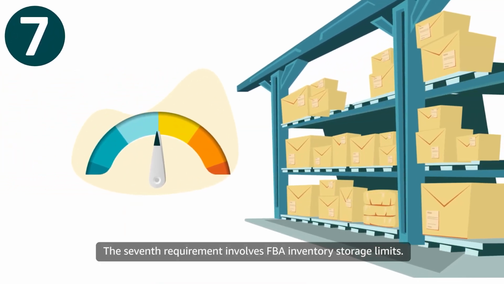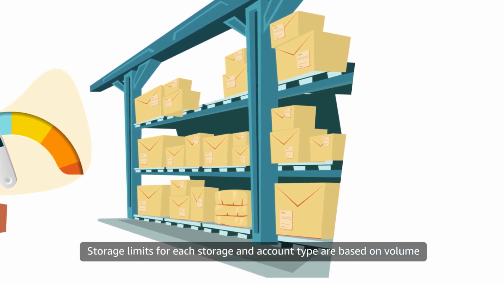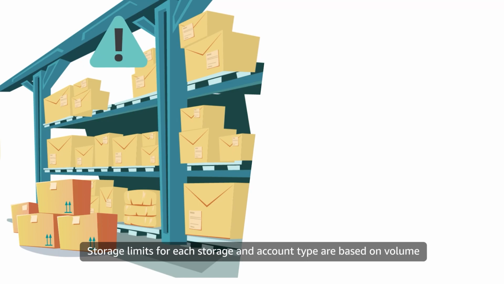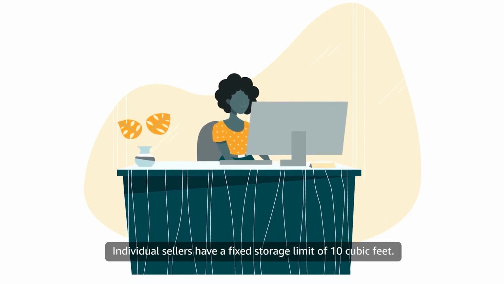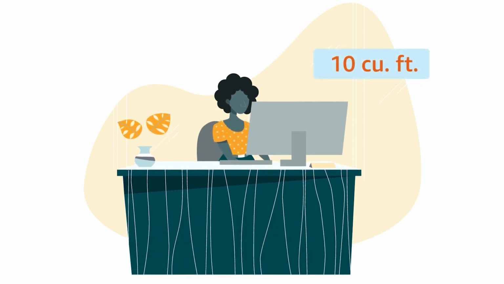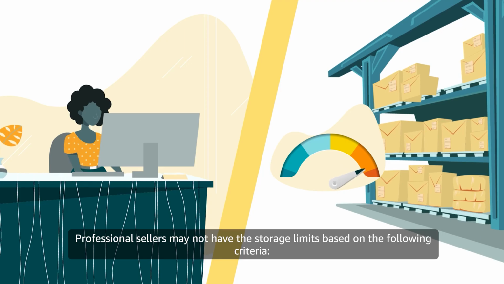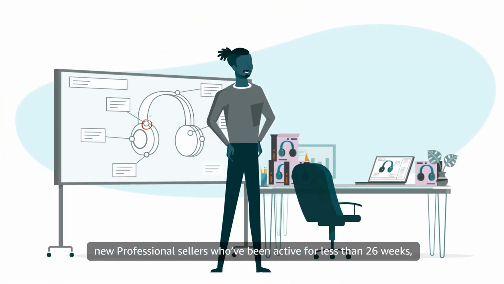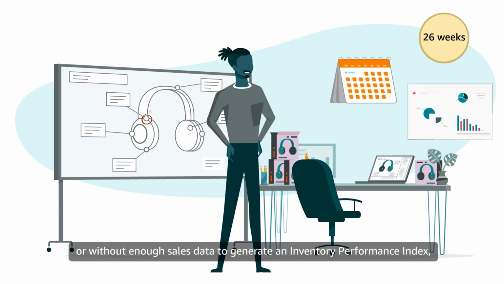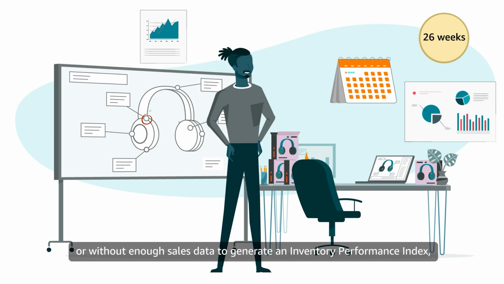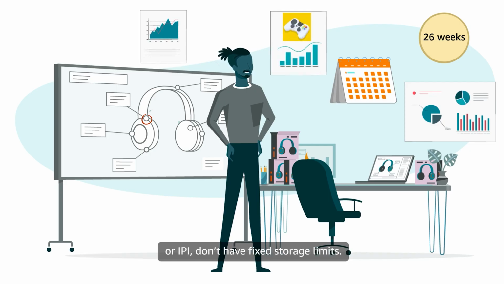The seventh requirement involves FBA inventory storage limits. Storage limits for each storage and account type are based on volume and measured in cubic feet. Individual sellers have a fixed storage limit of 10 cubic feet. Professional sellers may not have the storage limits based on the following criteria: new professional sellers who have been active for less than 26 weeks or without enough sales data to generate an Inventory Performance Index, or IPI, don't have fixed storage limits.